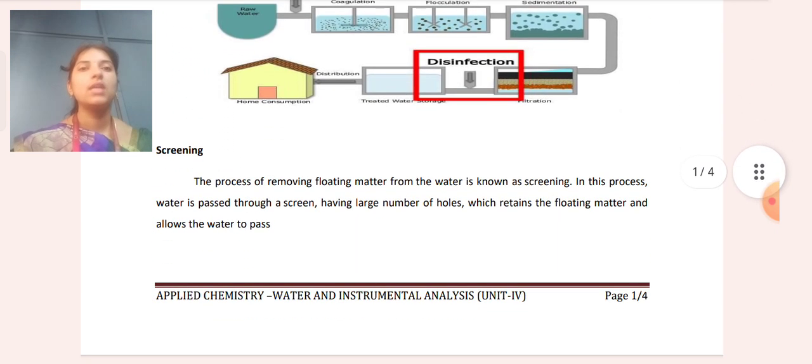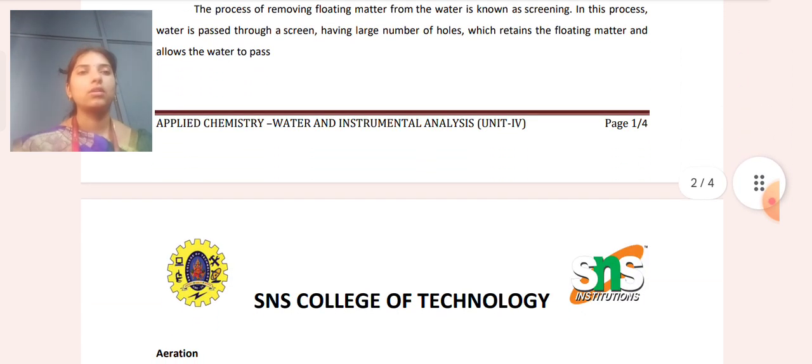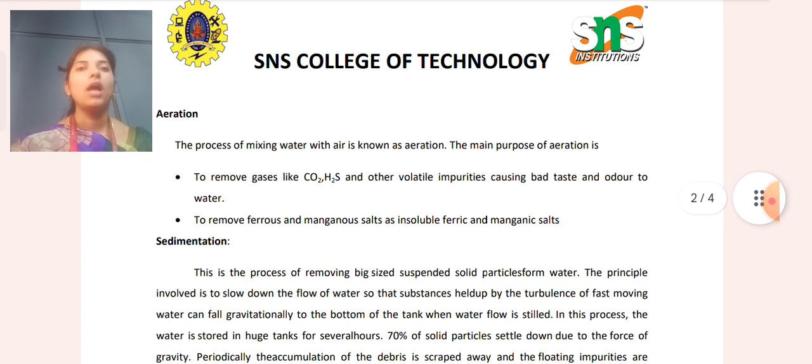The first one is screening. The process of removing floating matter from the water is known as screening. In this process, the water is passed through a screen having a large number of holes, which retain the floating matter and allow the water to pass through.